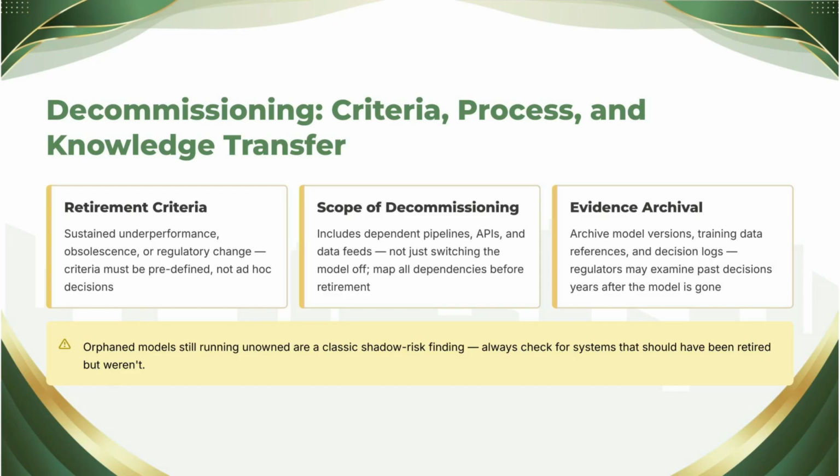Second, the process. Retirement isn't pulling a plug. Downstream systems consuming the model's outputs must be identified and migrated. Remember our dependency chains from Chapter 2? Access must be revoked, infrastructure released, and here's the big one, records preserved. Regulators can ask questions years later. Why was this customer denied in 2024? You need the model version, its training data lineage, and its decision logs archived for the retention period, even though the model itself is gone. Think of it like a hospital retaining patient files long after the doctor retires.